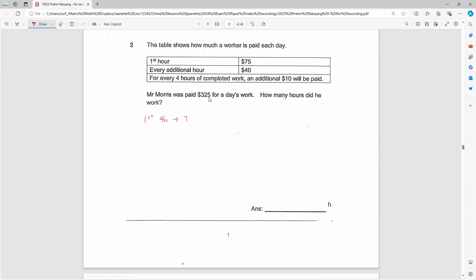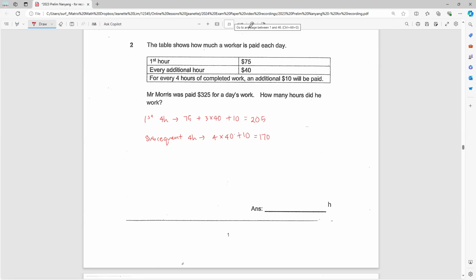So let's look at the first 4 hours. We have 75 for the first hour. Then we have 3 times 40 for the other 3. Then if you have 4 hours, you will get extra 10. Calculate this out, you will get 205. This is for the first 4 hours. For the subsequent 4 hours, it will be at a different rate: 4 times 40, then plus the extra 10 for every 4 hours. So this is 170. So it'll be 205 and then 170, and so on.